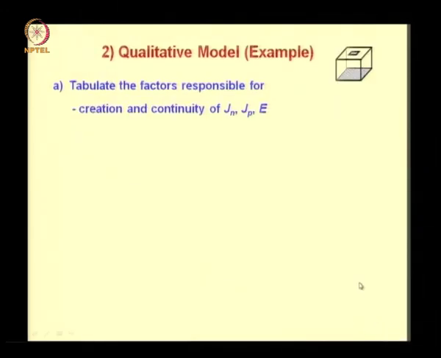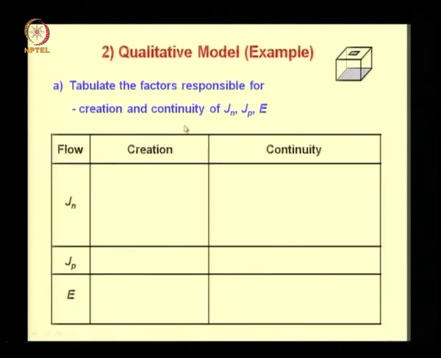Let us illustrate the steps of qualitative modeling with the example of a spreading resistance. So the first step is to tabulate the factors responsible for creation and continuity of Jn, Jp and E. So here we have a table. The first column of the table are the flows Jn, Jp and E, and the other 2 columns have information regarding the creation of these flows and the continuity of these flows.